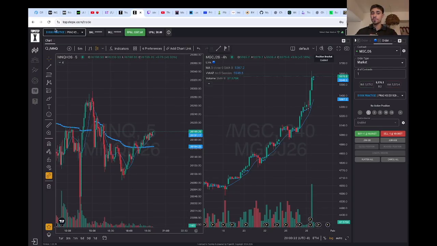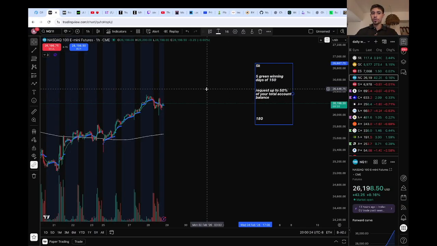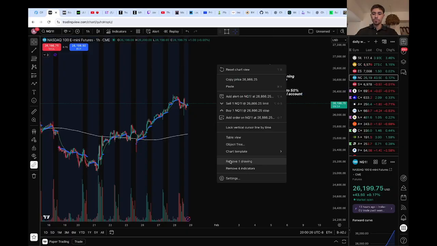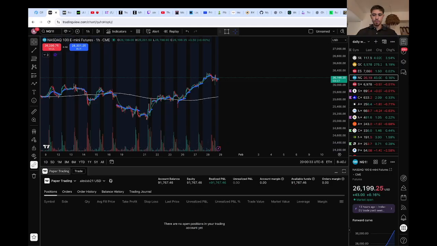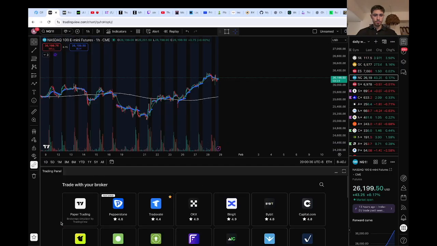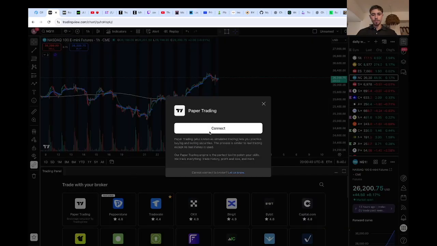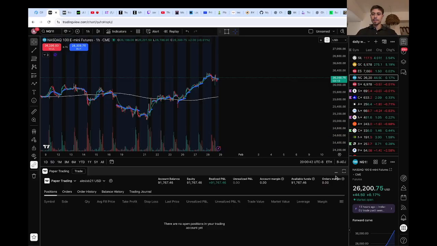If you want to practice before even buying an evaluation, you could practice here on TradingView. All you need to do to practice on TradingView is click this little arrow down here and you log into, let's log out of this just so I can show you guys. Log out of paper trading. Then you're going to click this paper trading right here. And you just click connect. And it's the same thing here.